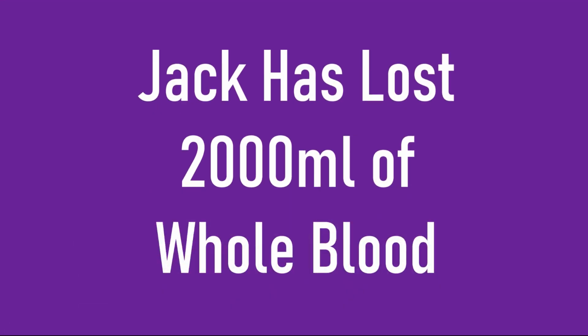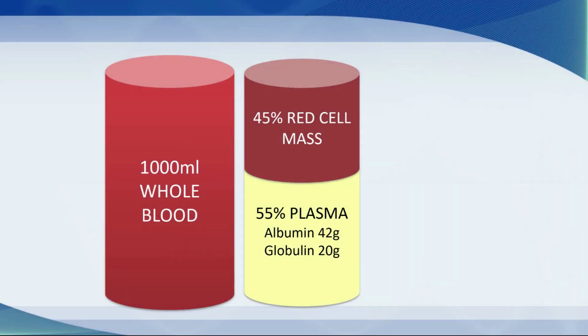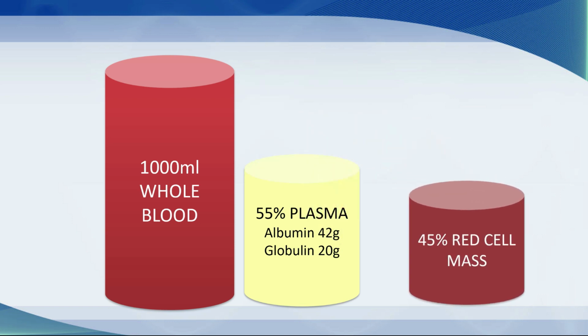Now, Jack has lost 2,000 mils of whole blood. And if you look at whole blood, it looks a bit like this. It's 45% red cell mass. That is really technically intracellular fluid. The red cells contain about 55% water, and then there's protein, and there's some potassium and calcium.